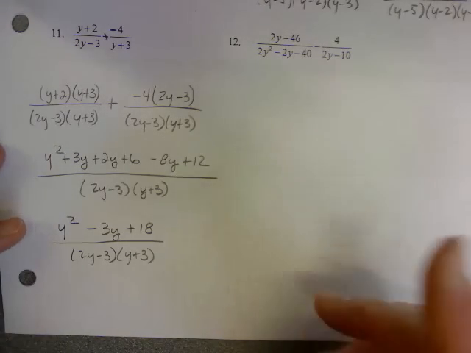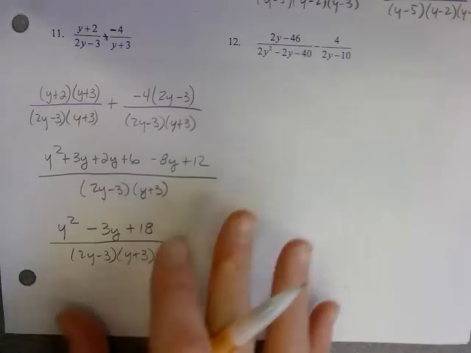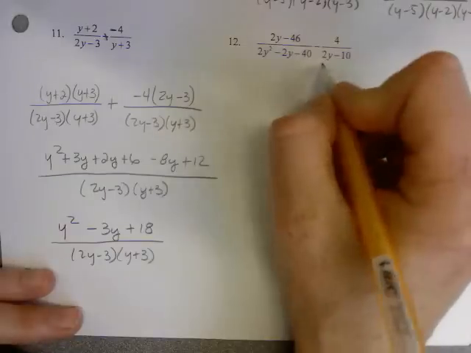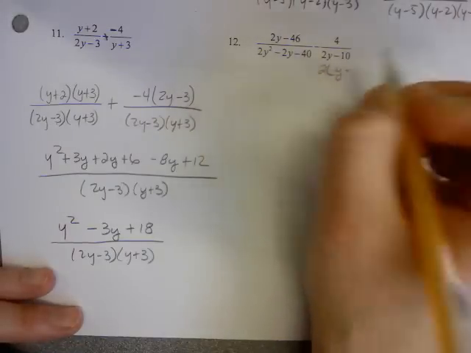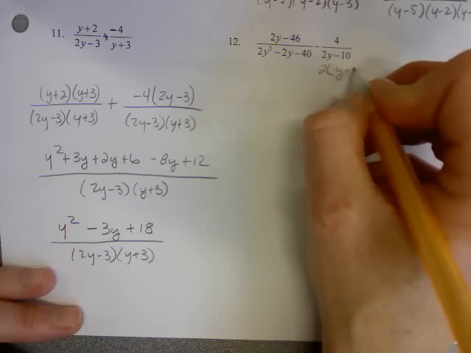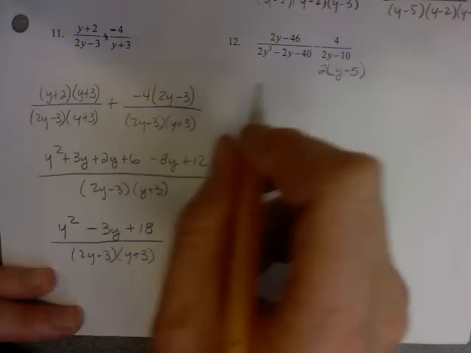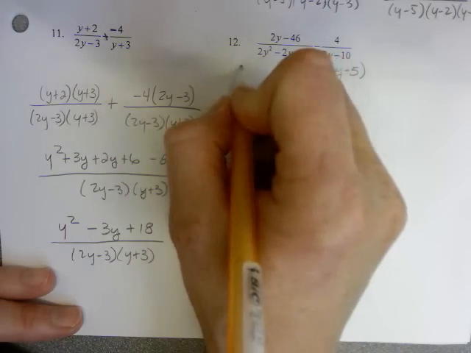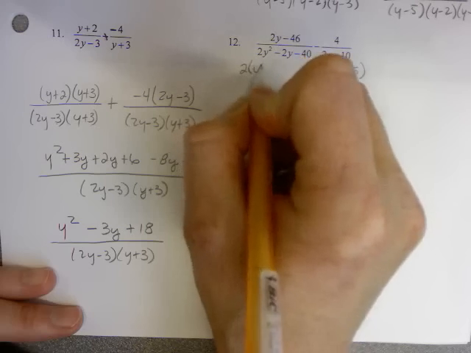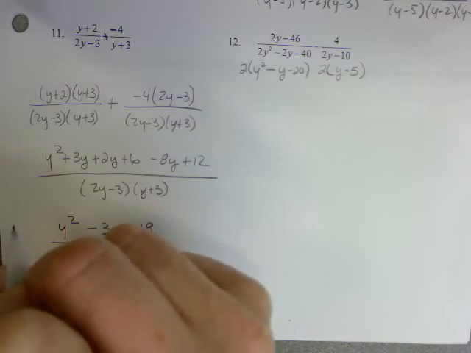In number 12, I need to factor to get a common denominator. So I'll factor both of my denominators here. Start with the easy one. We'll divide out a 2. So we have 2 times parentheses y minus 5. This denominator I can divide out a 2. Take out a GCF. I'll be left with y squared minus y minus 20.